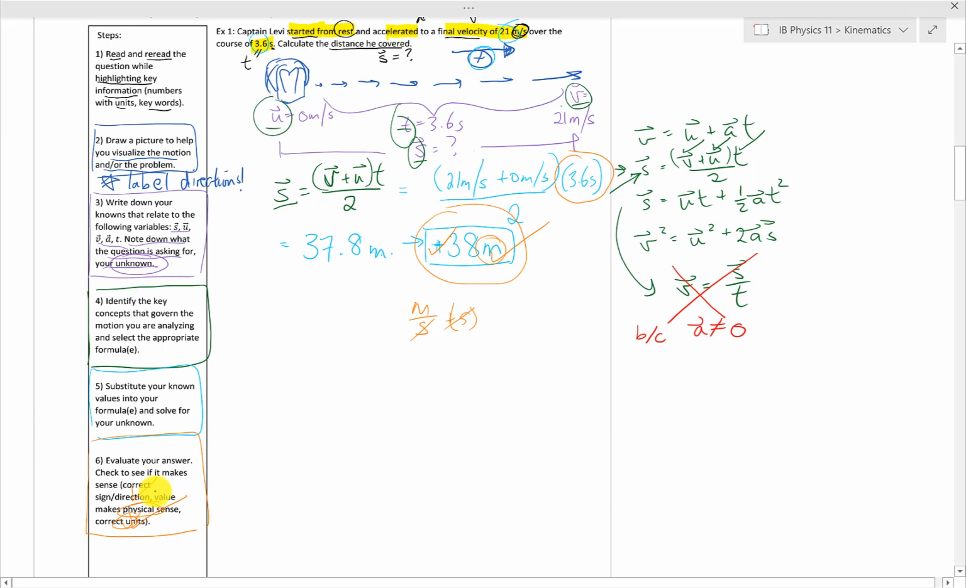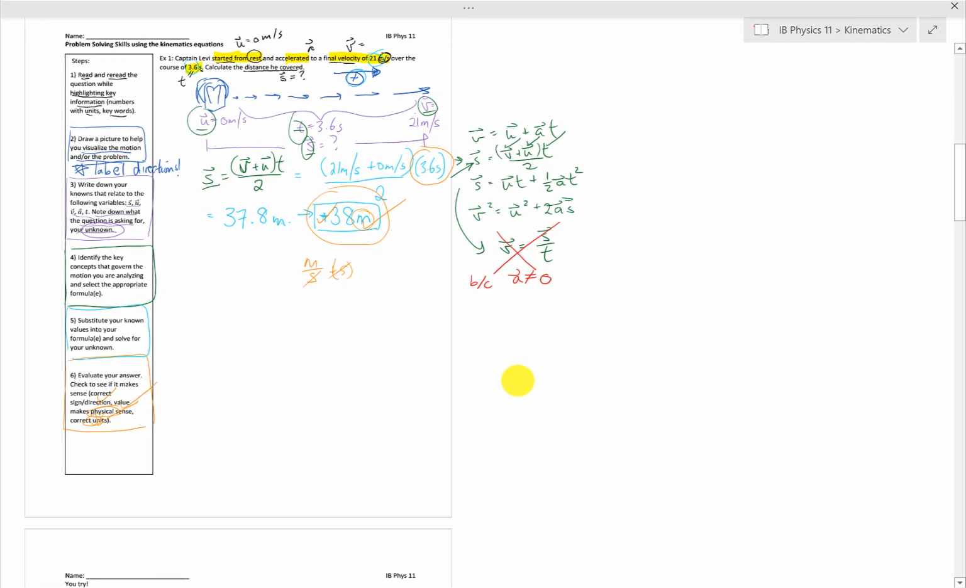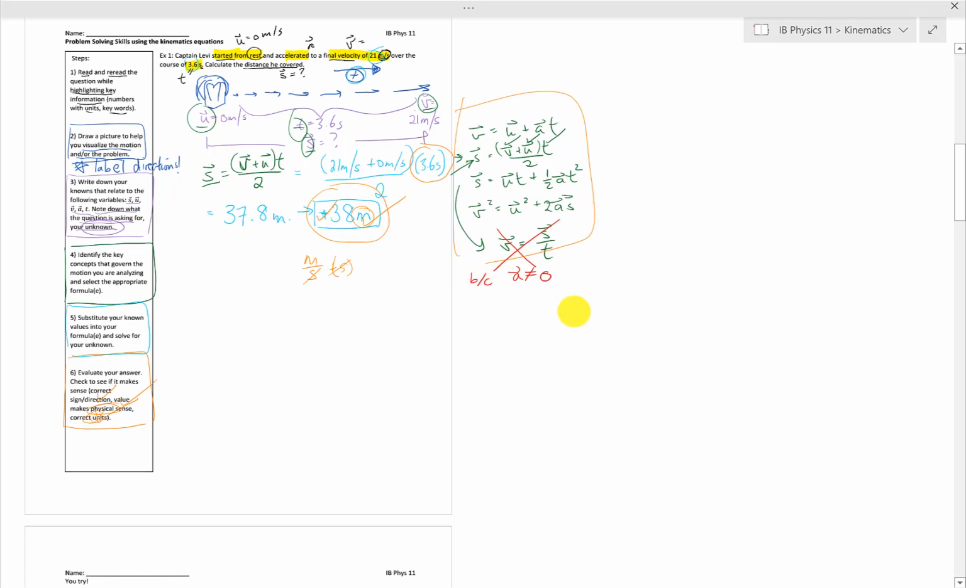So we've done our check. We are now finished, okay? So that is the 6 steps to problem solving. I encourage you to try the next problem. Always don't forget you can write your equations on the side to remind you.